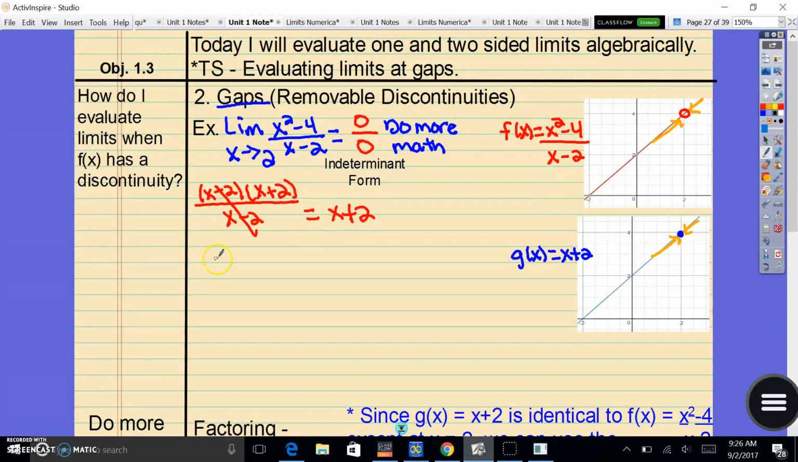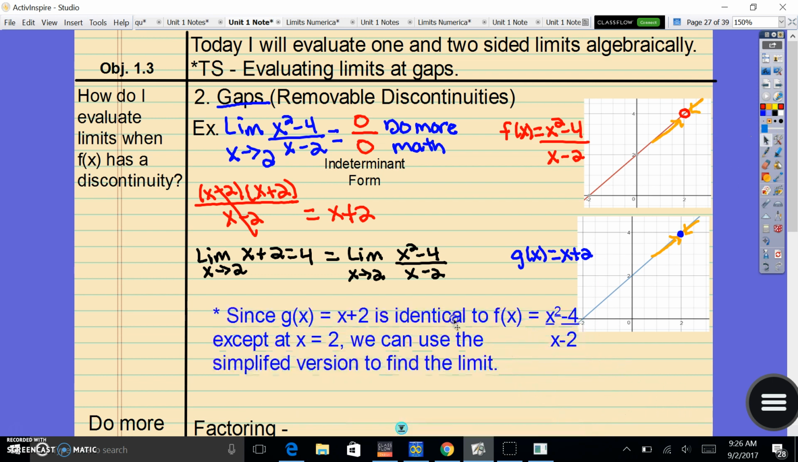So going back to our problem, what we'll do is we'll take the limit as x approaches 2 of the simplified version. And we know that that is, of course, 4. And because the limit as x approaches 2 of the simplified version is 4, we know that that is the same as the limit as x approaches 2 of x squared minus 4 over x minus 2.